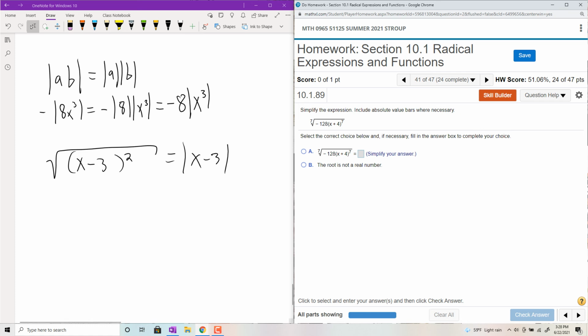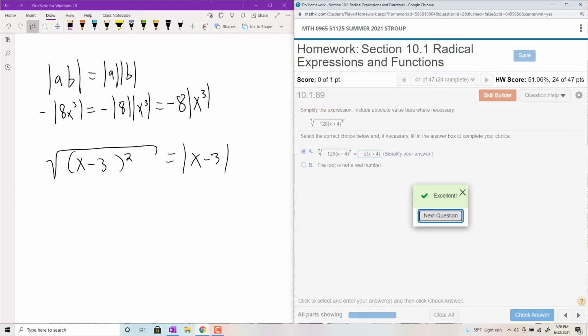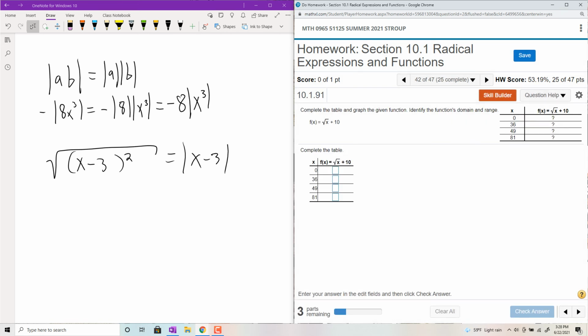Oof, look at that monster. I guess that's 2. Right, 2 to the 7th is 128 maybe. Don't need the absolute values, so it would be negative 2 times x plus 4. These are plug and chugs. Okay.